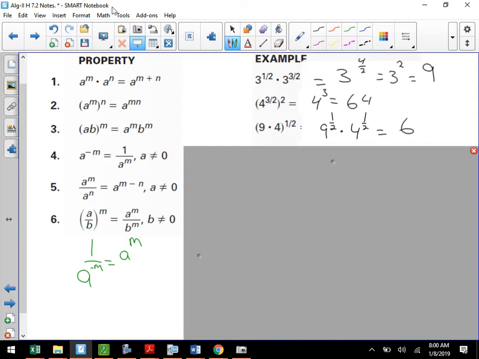Exactly. And I was just about to show, notice if you used order of operations, it tells you to take care of the stuff in the parentheses first, which was 9 times 4, 36. 36 to the 1/2 power is 6. So we mathed correctly.